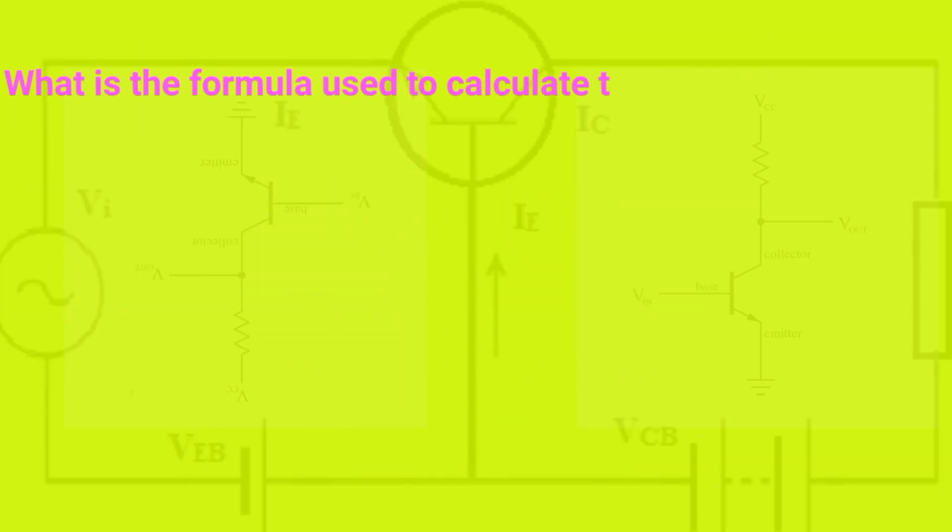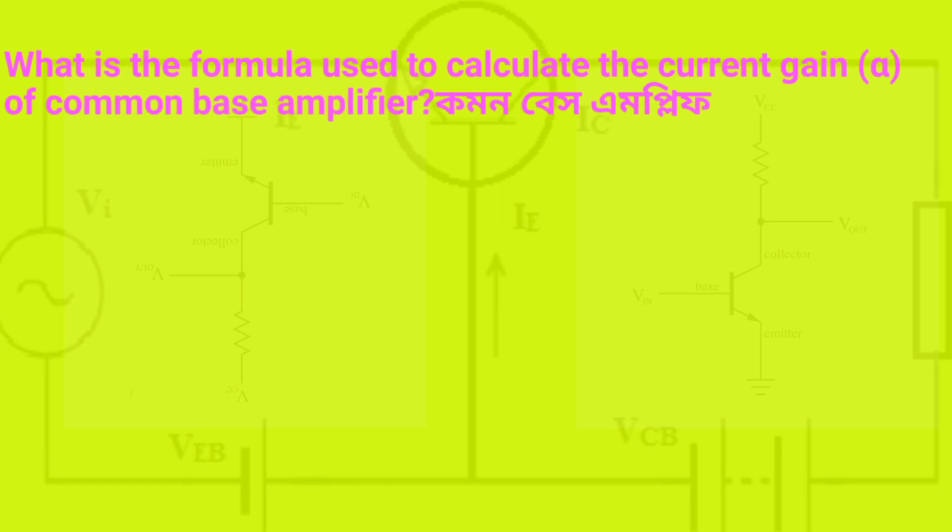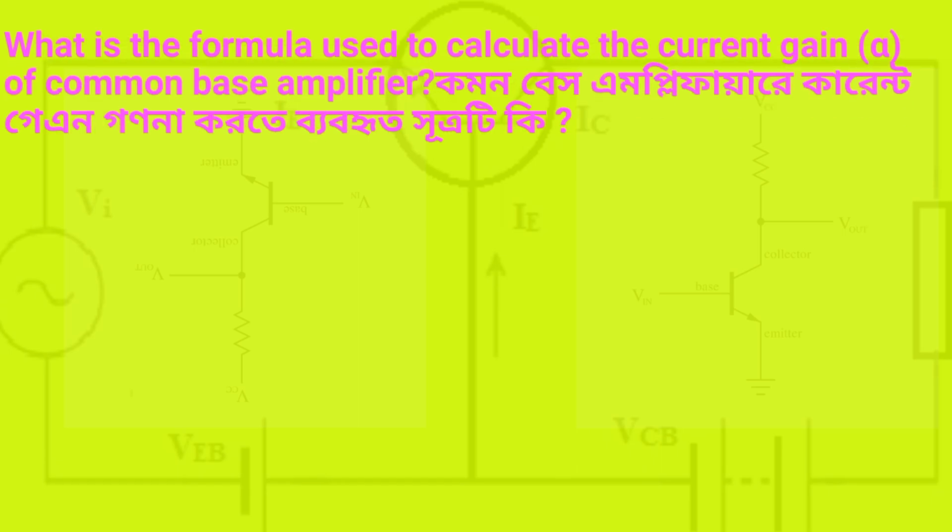What is the formula used to calculate the current gain of common base amplifier?